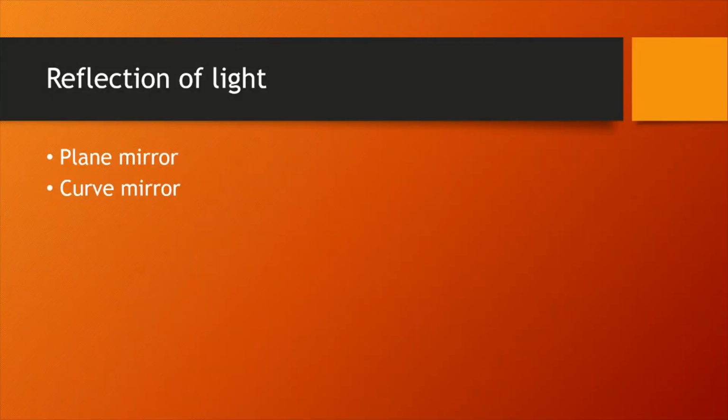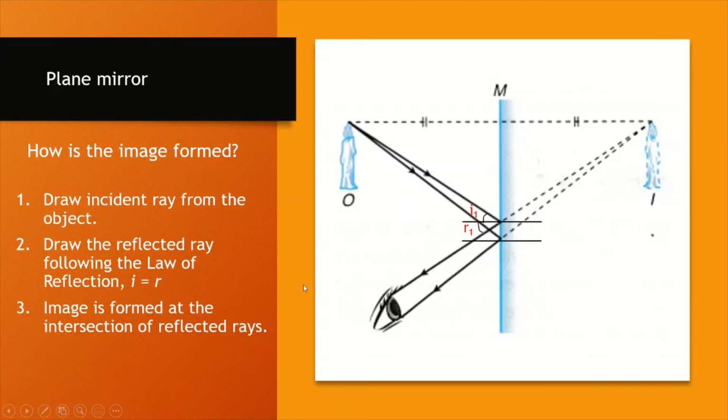Right? Now, we are going to look at reflection of light when the surface is straight, plane, or curved. So the best example would be by looking at a mirror, right? So plane mirror and curved mirror. Okay, let's look at the plane mirror. Every morning you look at yourself in the mirror and you see your image. But how is this image formed?